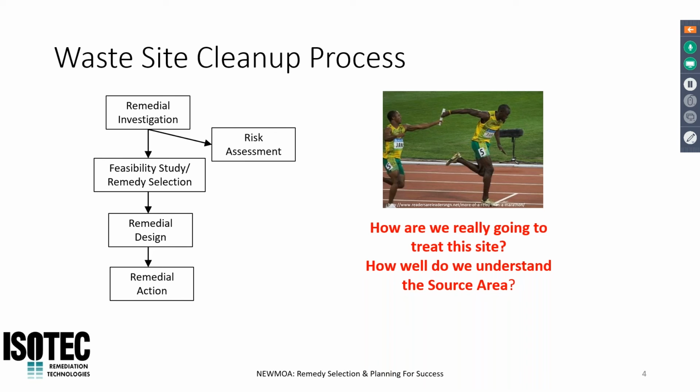these processes are a bit like a relay race where you're passing a baton from one team or one individual. You have the RI team, and then the risk assessors come in, and then you have an FS team, and then you give it to the remedial design or the remedial action team. In this image, I show Usain Bolt. He's the fastest man in the world. But unless you've got a whole team behind him, and if one step is not as strong as the others, you may not win the race.